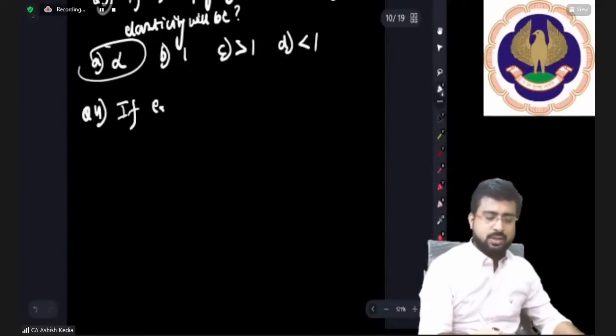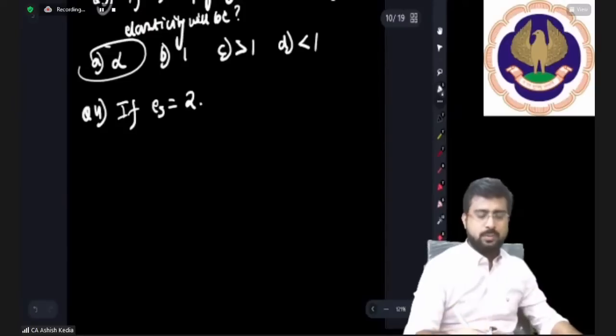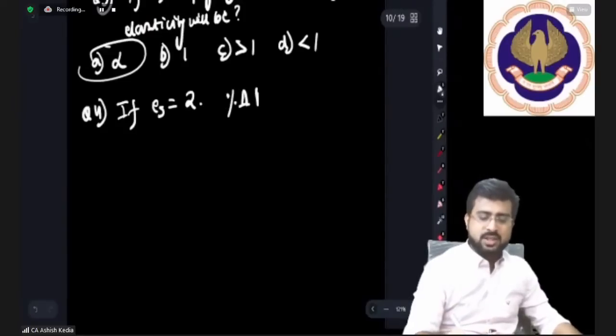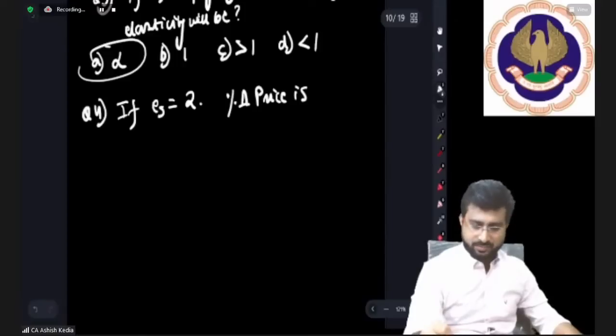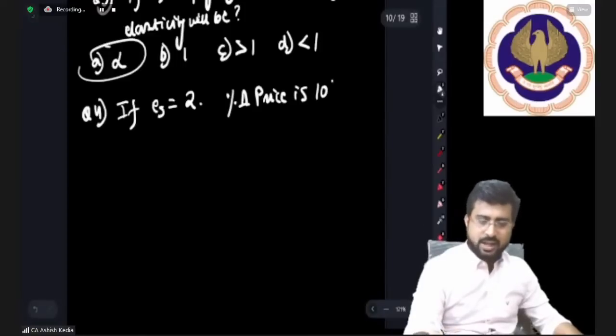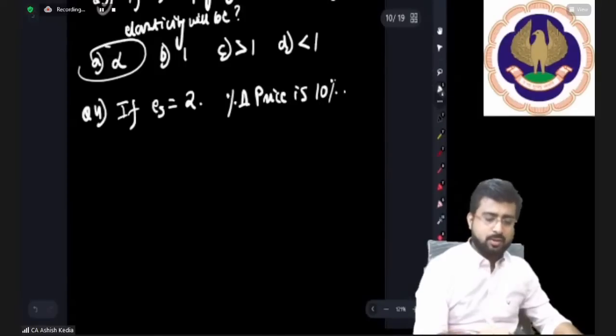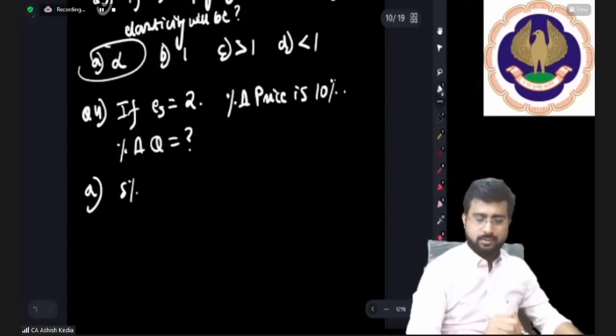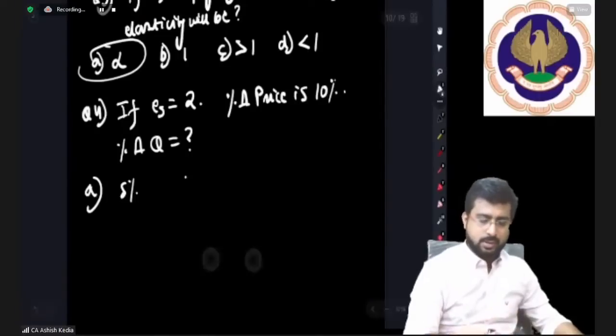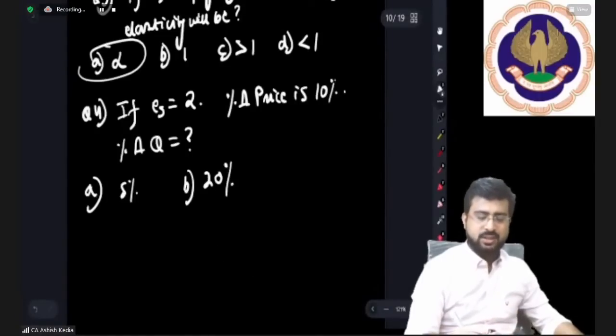If elasticity of supply is 2 and the percentage change in price is 10%, the percentage change in quantity is equal to what percent? Option A, 5%, B, 20%, C, 30%, D, 40%.